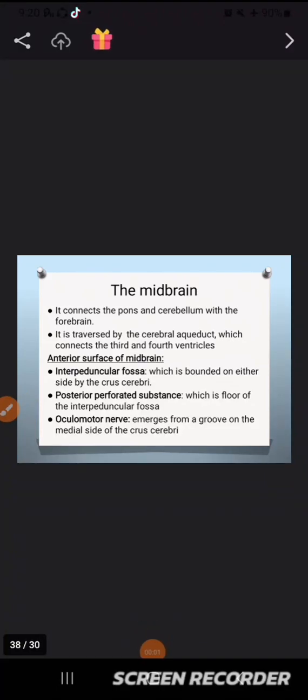The midbrain is the upper part of the brainstem, which connects the pons with the cerebellum, and the pons with the cerebrum. The cavity that is contained in the midbrain is known as the cerebral aqueduct. The cerebral aqueduct connects the fourth ventricle with the third ventricle.